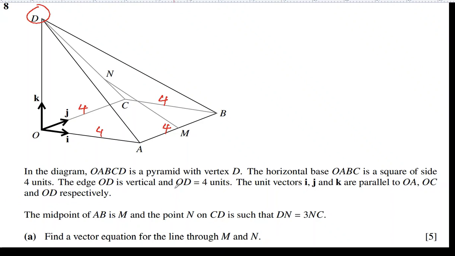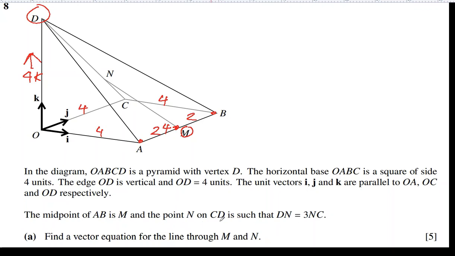All right. The edge OD is vertical, and OD is also 4. That means this is 4k in this direction, right? The unit vectors i, j, k parallel to OA, OC, and OD respectively. We have seen that. The midpoint of AB is M. Okay, this is the midpoint. That is from here to here, it will be 2. From here to here, it will be 2. I'm trying to make a picture in my mind, okay?